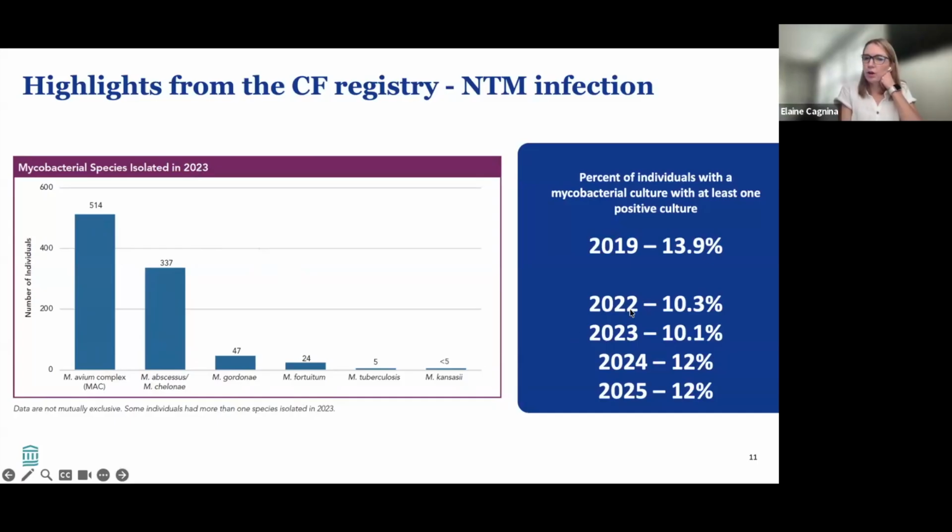In all comers with CF, the percent of people with at least one positive mycobacterial culture in 2019, which was the last year before the highly effective modulators were in common use, was 13.9%. It has been less over the past few years: 10.3, 10.1, 12, and 12. It's hard to know if this is significant, and we'll talk a little more about that. But in 2025, 12% of all people with CF had at least one culture positive for NTM, which is pretty high, and maybe higher than people here would think.